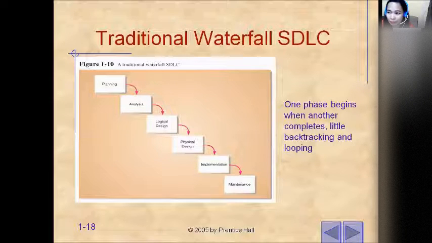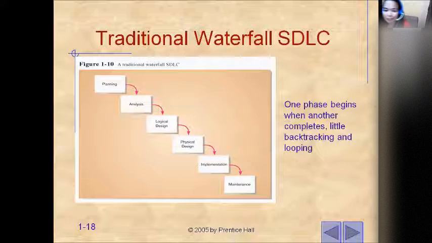As from the word waterfall, are you familiar with waterfalls, class? If you fall in a waterfall, can you go back? Can you stop? No. Why? Because of the current of the water, right? So you just go down. You cannot stop. You cannot go back unless you go up the mountain again, right?